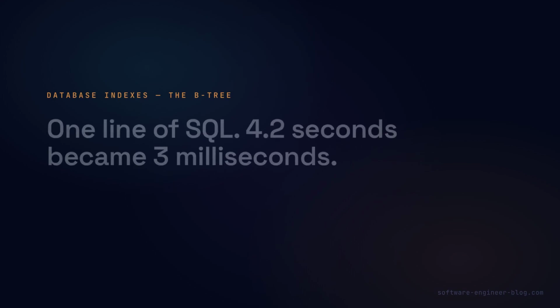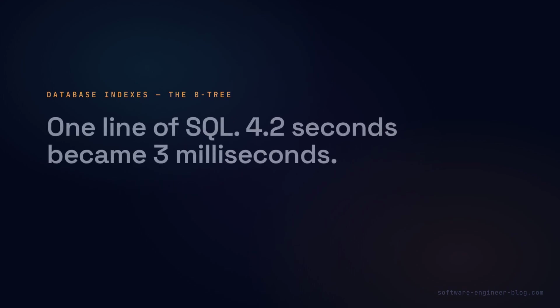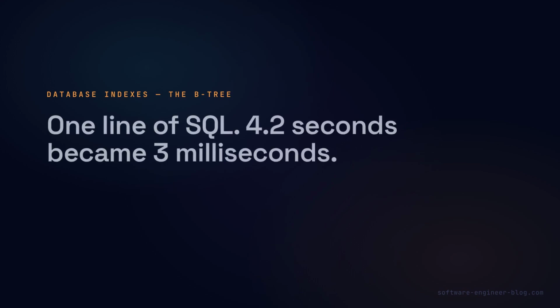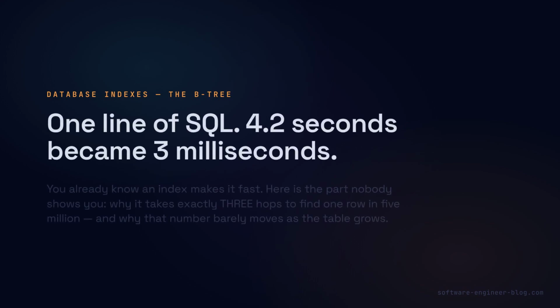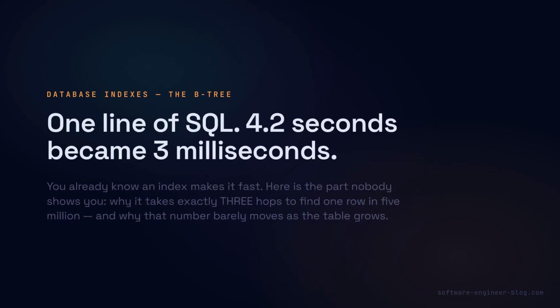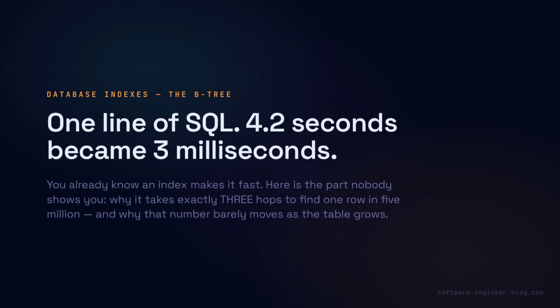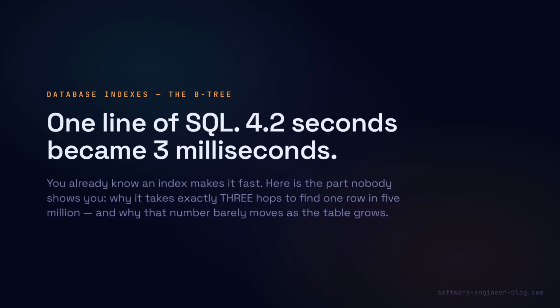One line of SQL. The same query went from 4.2 seconds to 3 milliseconds. You probably know the headline already. An index makes lookups fast. But that is where almost every explanation stops. It says the database uses something called a B-tree and moves on. So here is the question that actually bothered me.